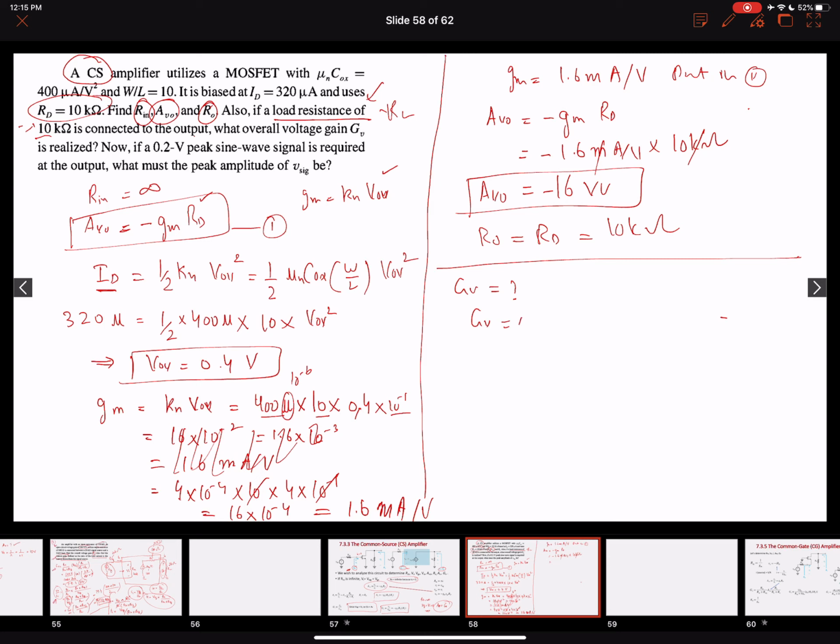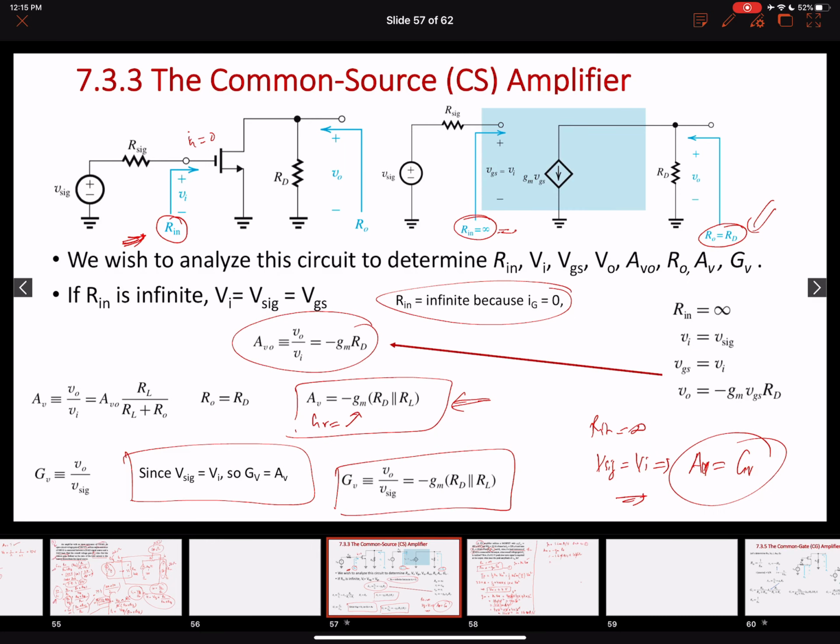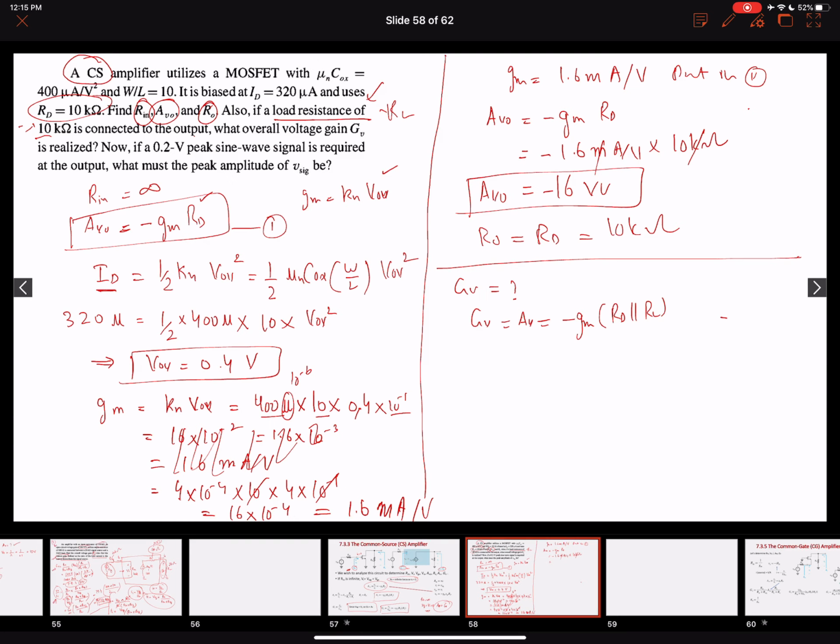So GV equals AV minus GM RD in parallel with RL. What is the value of AV? We can also see that the value of AV equals AV naught RL over RL plus R naught.